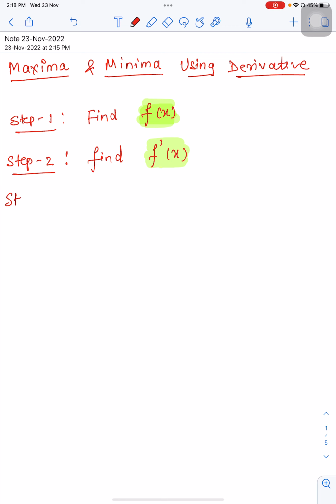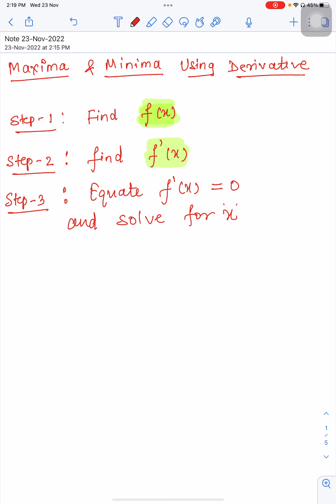Step 3. After finding the derivative, you need to equate f dash x with 0 and solve for x. Once you equate the derivative with 0, we need to solve for x. Clear? Next, step 4. Step 4 क्या है?